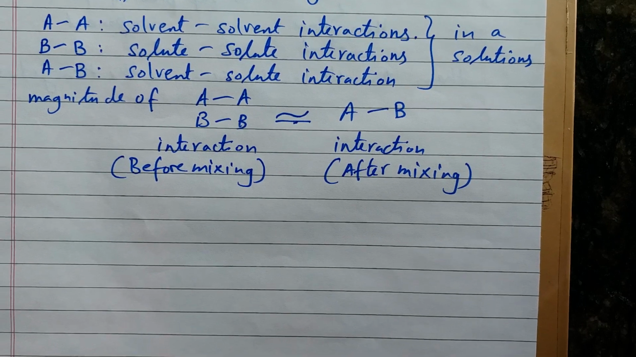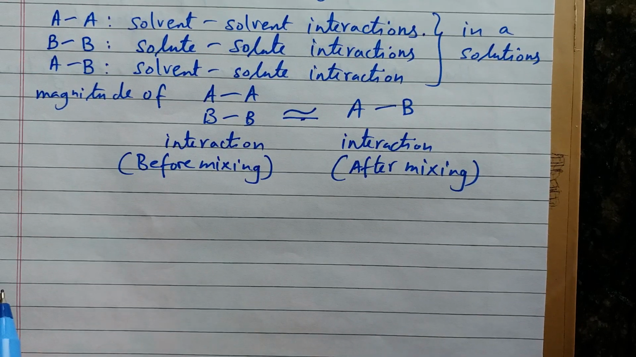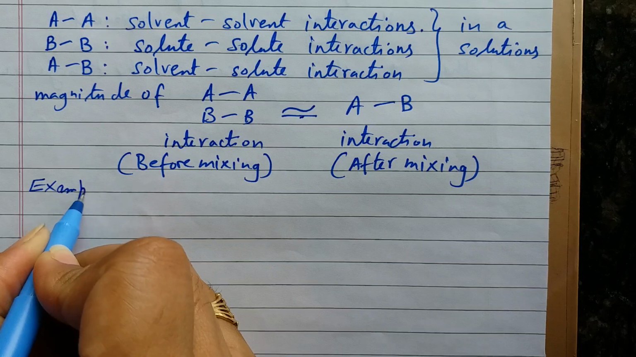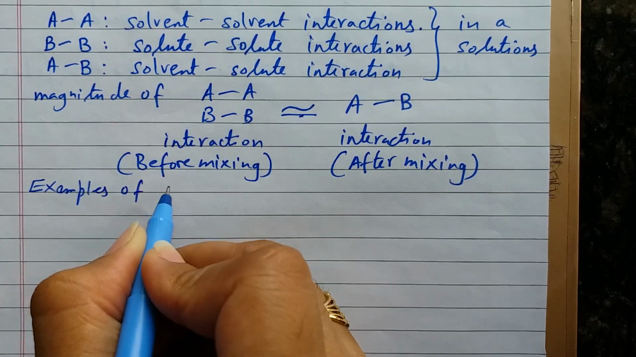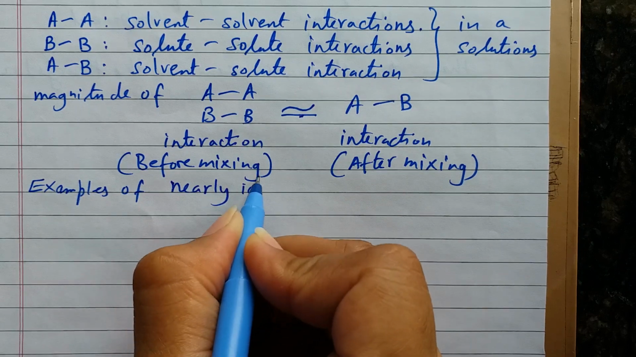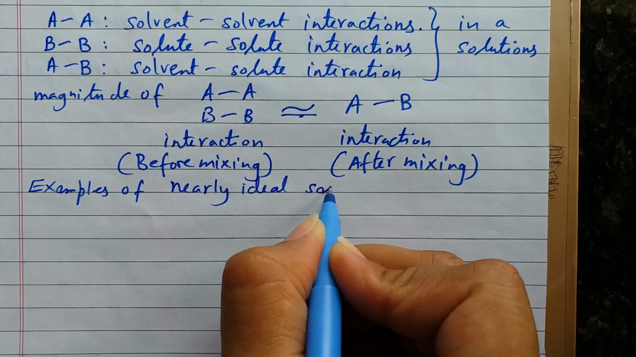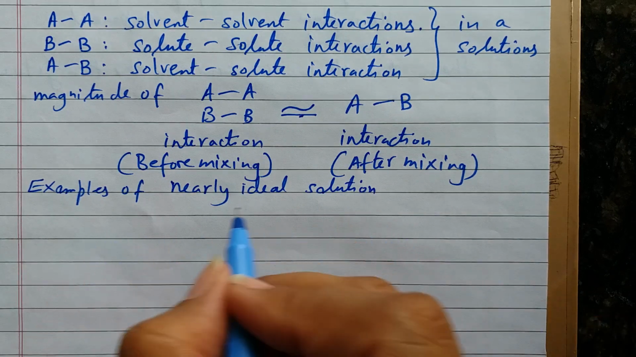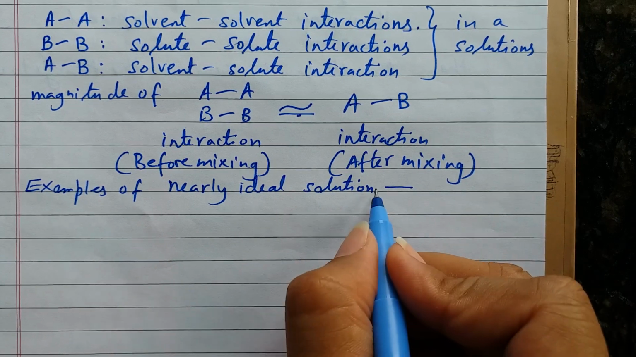100% ideal solution is not possible, but there are solutions which are near to ideal. They behave very near to ideal. So I'm giving you now some examples of such solutions. These are the examples of nearly ideal solutions, which are very much near to the ideal behavior.